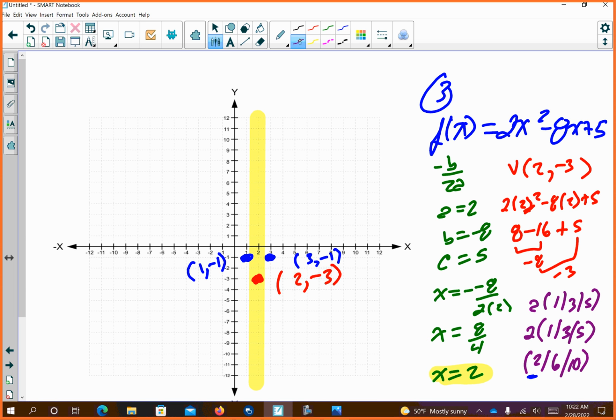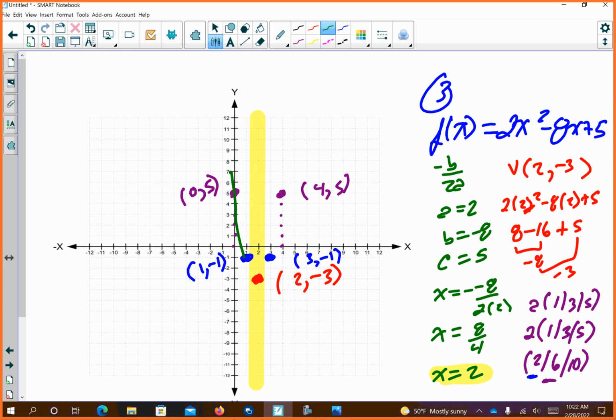And then let's do purple. So from our new dots, I'm going to go right 1 and up 6. So that gives me the point 4 comma 5. And then left 1 up 6. So that gives me 0 comma 5, which finds me where it crosses the y-intercept.